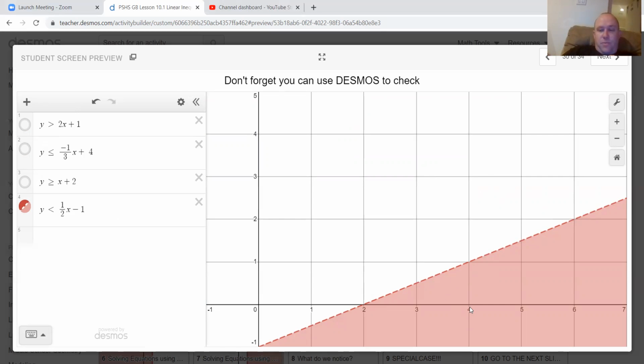Let me just prove one more point just to show you on here. So (4, 0), which you can see clearly lies in here. 1/2 times 4 is 2. Take away 1 is 1. And indeed 0 is less than 1. That means that statement is true.